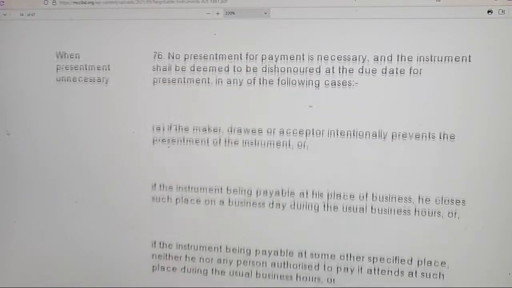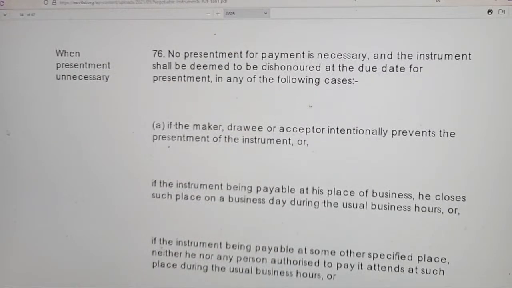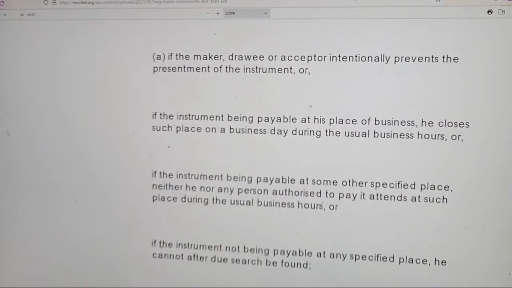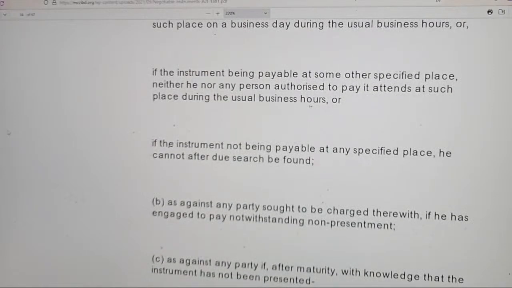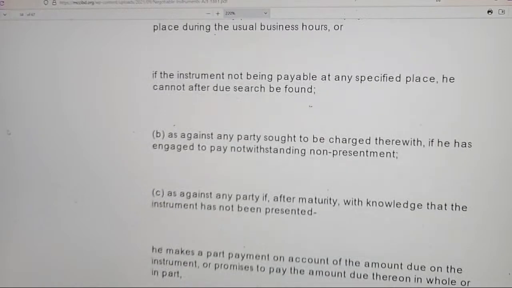When presentment unnecessary. No presentment for payment is necessary, and the instrument shall be deemed to be dishonored at the due date for presentment in any of the following cases. A. If the maker, drawee, or acceptor intentionally prevents the presentment of the instrument, or if the instrument being payable at his place of business, he closes such place of business during the usual business hours, or if the instrument being payable at some other specified place, neither he nor any person authorized to pay it attends at such place during the usual business hours, or if the instrument not being payable at any specified place, he cannot after due search be found.